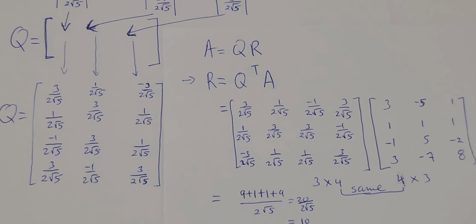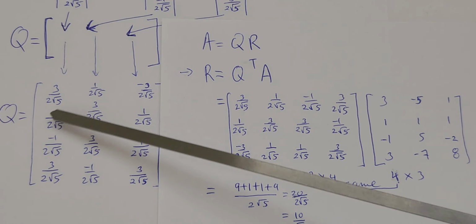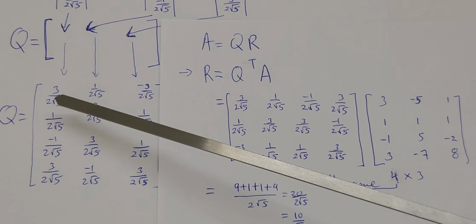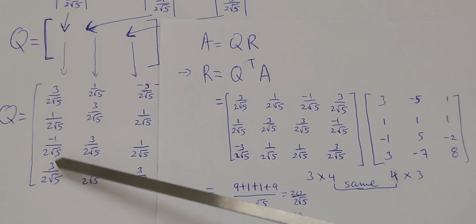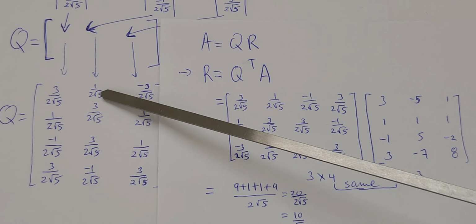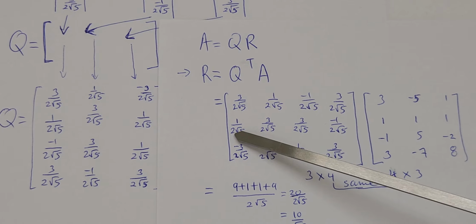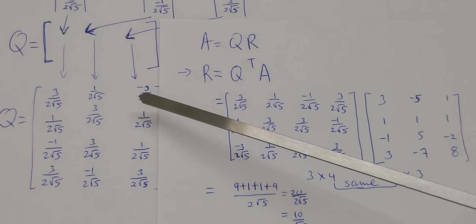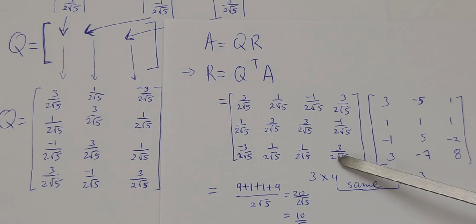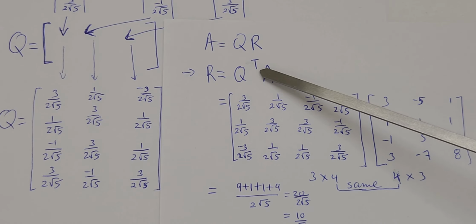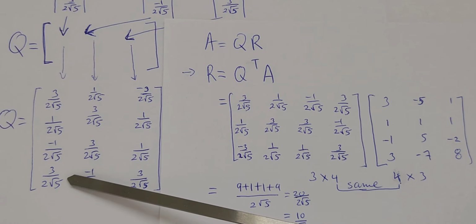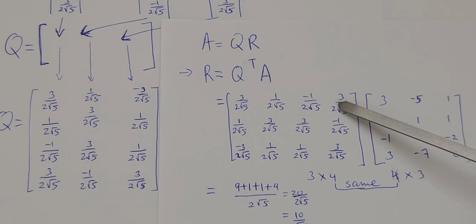Okay, so here it is. Column 1, just change the column to row 1. Column 2, row 2. Column 3, row 3. So that's what T stands for, it is transpose. Transpose means change the column to row.